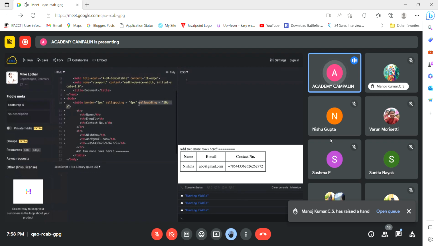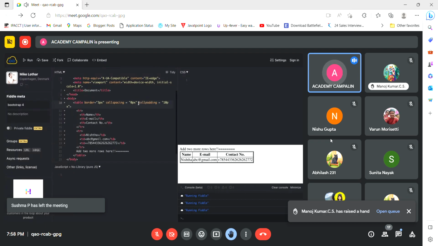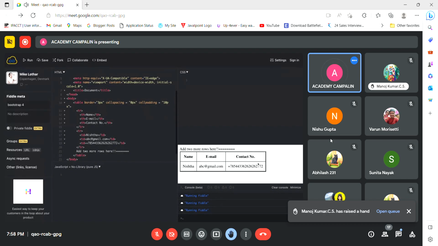So if I just remove the cell padding and run it again, it will be very touchy, right? It will actually look very clumsy, right? But as soon as I'm adding the cell padding, it is increasing the distance between the cell border and the cell content. Okay, and if I'm running it, understood?